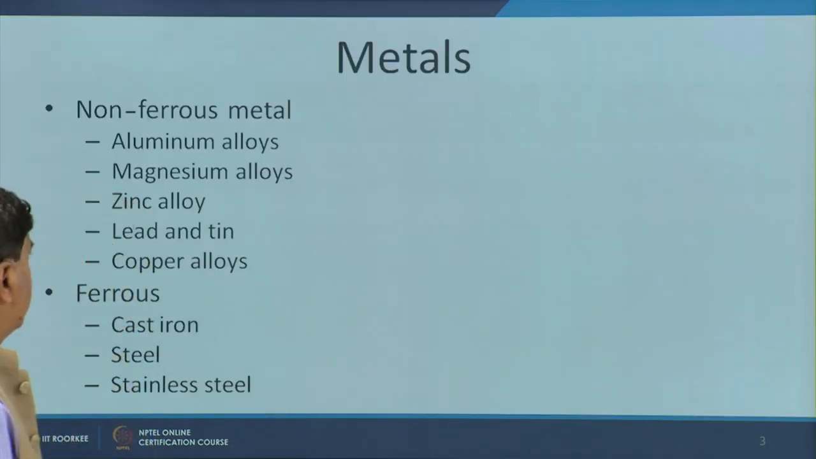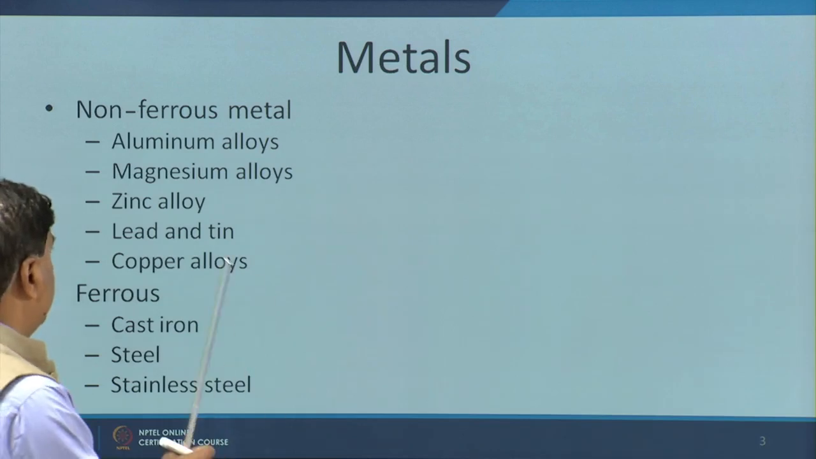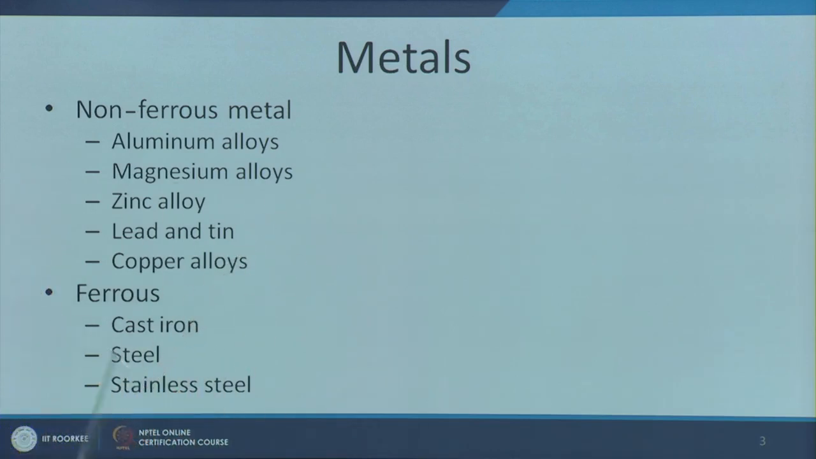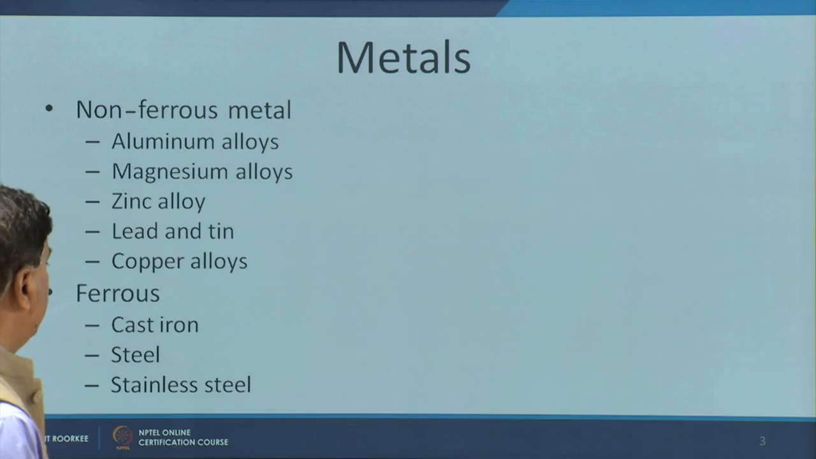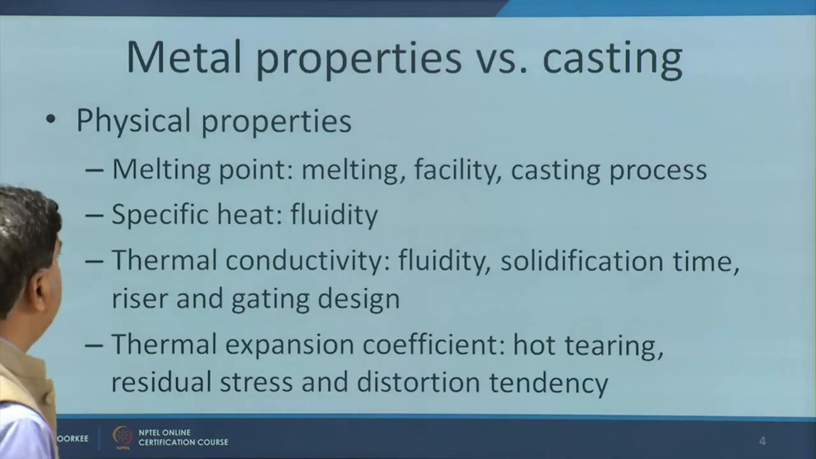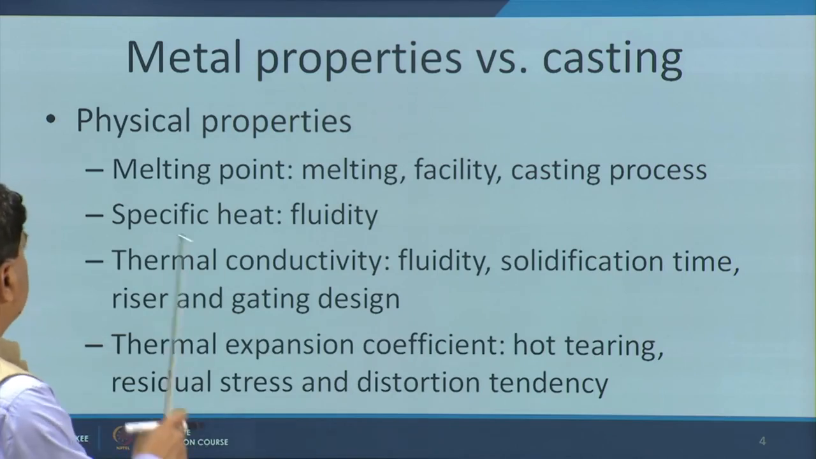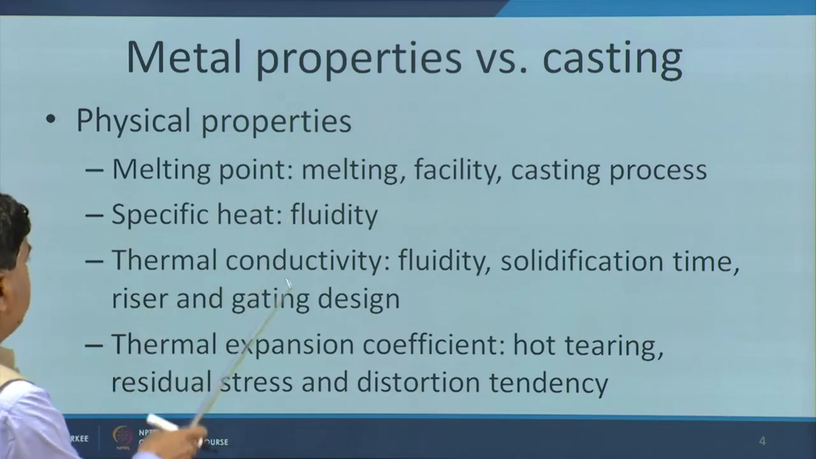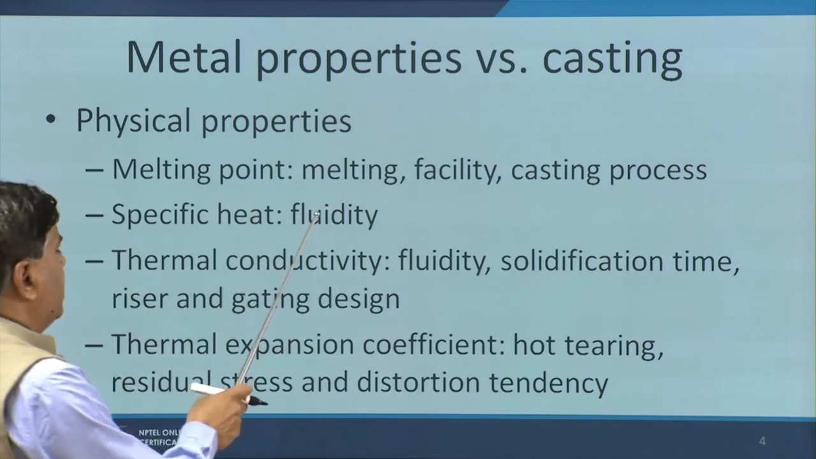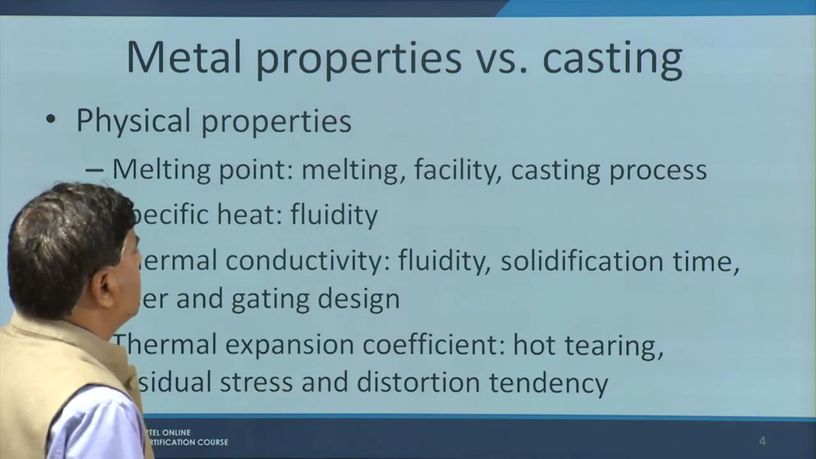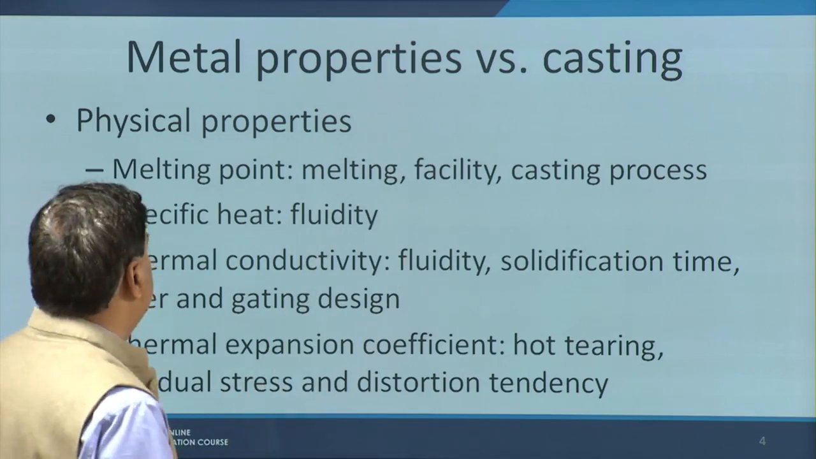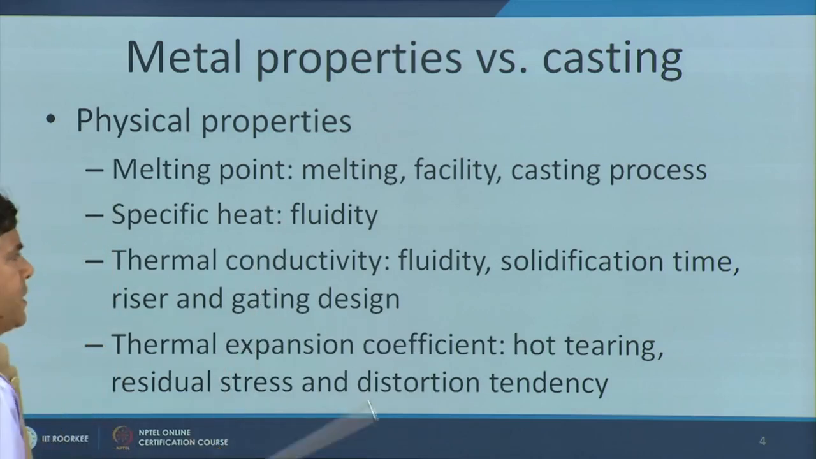This is what I have already talked about. For metals, there are two categories: non-ferrous metals and ferrous metals. The non-ferrous are aluminum, magnesium, zinc alloys, lead, tin and copper alloys; in the ferrous category, cast iron, steel and stainless steel. Here we have the material properties and casting relationship. Among the physical properties, it is the melting point which determines the kind of facility and the casting process to be used.